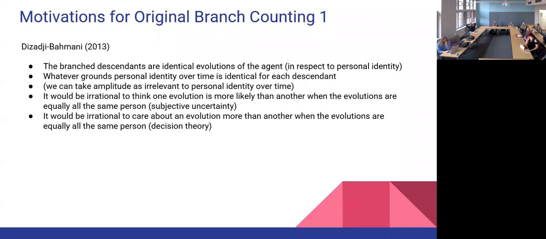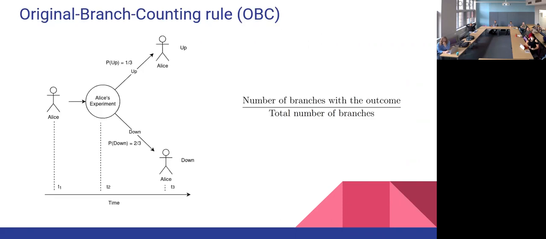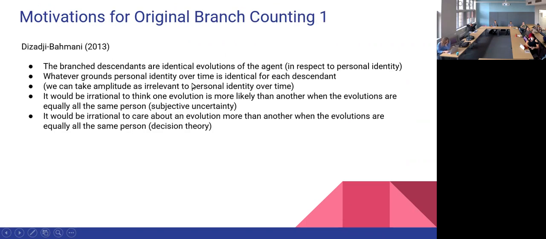So this is an argument given by Dizadji-Bahmani in 2013. He argues that the branch descendants are identical evolutions of the agent in respect to personal identity. So whatever grounds personal identity over time, he wants to say is symmetric for the up Alice as it is for the down Alice. So whatever grounds personal identity over time is identical for each descendant.